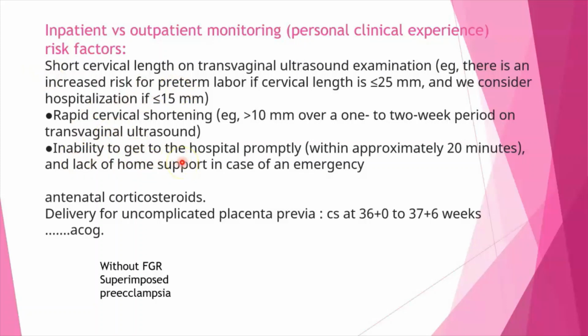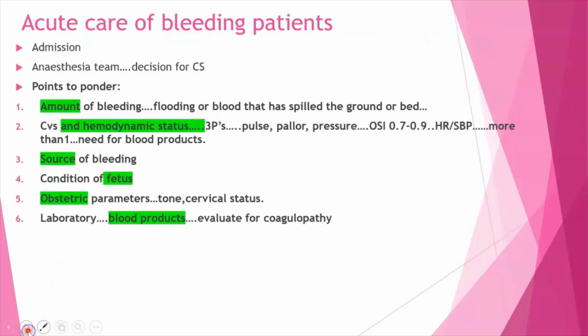But the most important thing in case of asymptomatic patients is antenatal corticosteroids. Very important. And delivery for uncomplicated placenta previa should be scheduled with Caesarean section at 36 plus 0 to 37 plus 6 weeks according to ACOG guidelines. Uncomplicated previa means without fetal growth restriction and without superimposed preeclampsia.